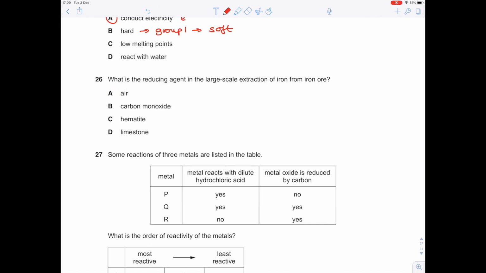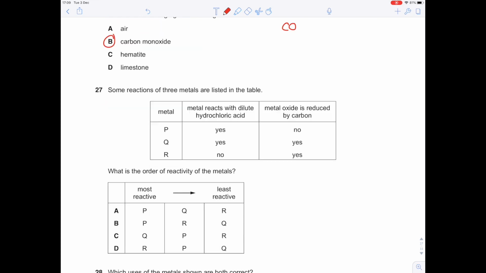What is the reducing agent in the large-scale extraction of iron from iron ore? You've got to learn this. It's carbon monoxide, so that's B. Some reactions of 3 metals are listed in the table. What is the order of reactivity of the metals? Now, this relies on you knowing that carbon appears higher up in the reactivity series than hydrogen. So that means that if it doesn't react with hydrochloric acid, then we're looking at a very unreactive element.